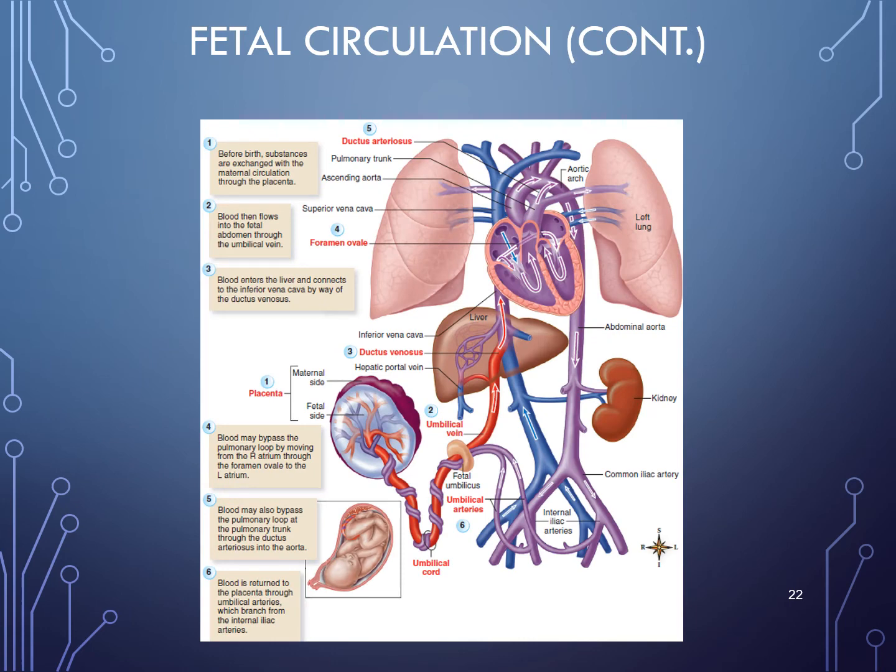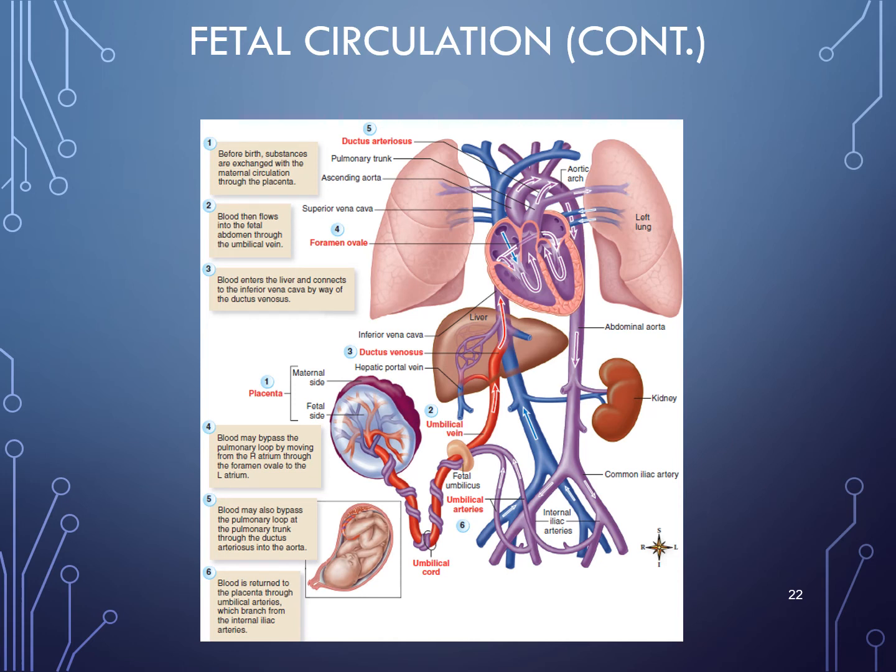Here I'm going to walk you through the process of fetal circulation. And what makes fetal circulation possible is 5 special adaptations, and we're going to talk about each one of those. Those 5 adaptations are the umbilical vein, the ductus venosus, the foramen ovale, the ductus arteriosus, and the umbilical artery.